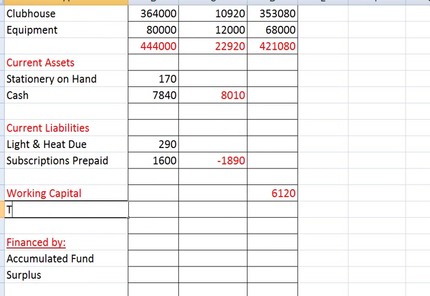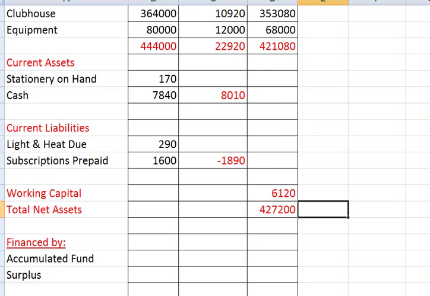And then we get the total net assets of the club by adding the total fixed assets figure of 421,080 plus the working capital figure together. Because it's a positive working capital, I add. If it was negative, I'd take it away. 427,200.